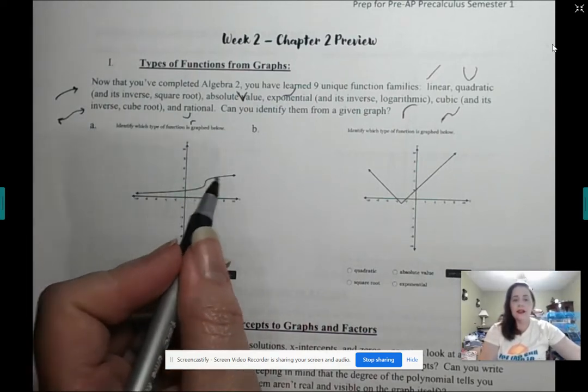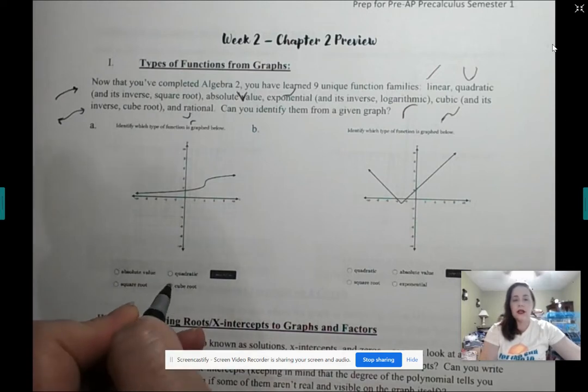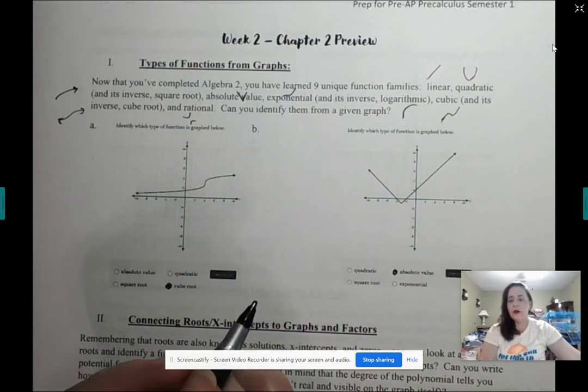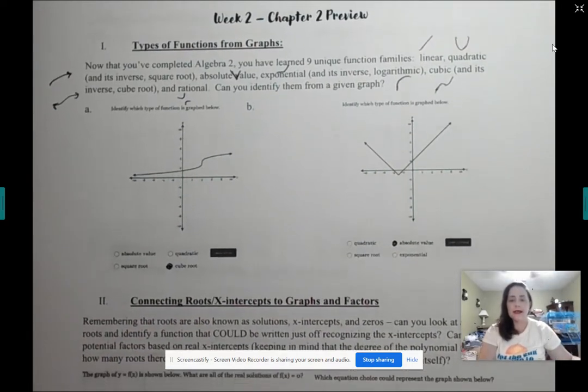You can tell hopefully that this is a cube root, whereas this is the V shape. This would be absolute value. So no real math there, just identifying by a picture what type of function you're looking at.